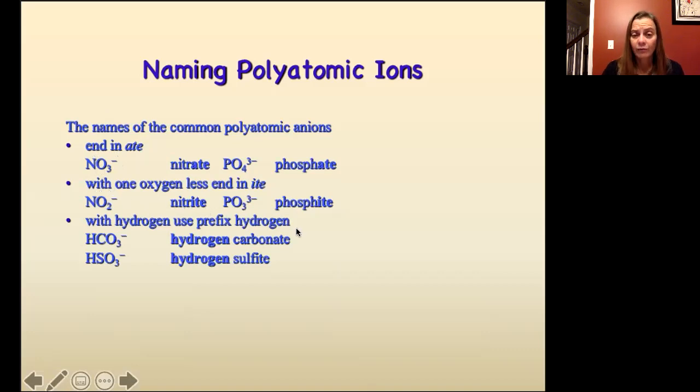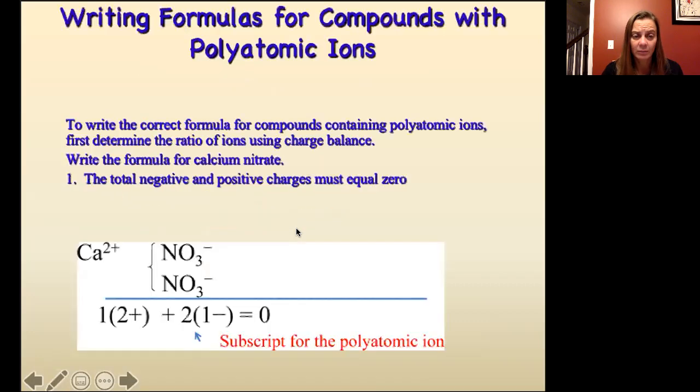So how do we write formulas when we're using polyatomic ions? To write our correct formula, we're going to write it just like we did with binary ionic compounds. We're going to make sure that the total charges add up to 0. So here with calcium nitrate, we have 1 calcium with a +2 charge. We have 2 nitrates with a -1 charge, so it adds up to 0.